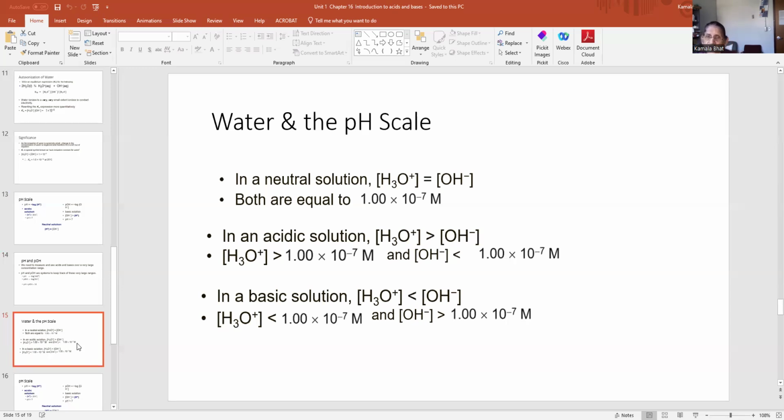In an acidic solution, the hydrogen ion concentration, that is the hydronium ion concentration, is greater than the hydroxide ion concentration. And therefore, H3O+ must be greater than 1.0 times 10 raised to minus 7, and OH- will be less than 1.0 times 10 raised to minus 11. And in a basic solution, it is the reverse.